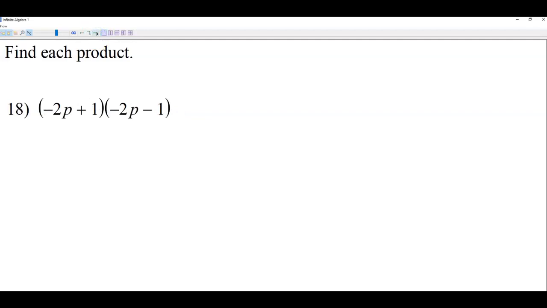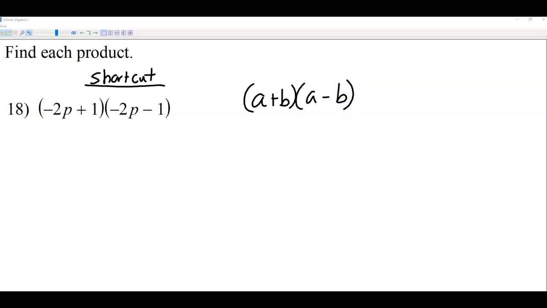All right. Now, we could do the box method on this one, but what I want you guys to notice is that this is a shortcut. And I'm going to use the shortcut, but the box will work. When you have a situation like this, where the 2 terms are exactly the same, it's just that one's a positive and one's a negative, all you do is multiply the first terms, and you multiply the last terms together, and you're done. So, I'm going to multiply my first terms together.